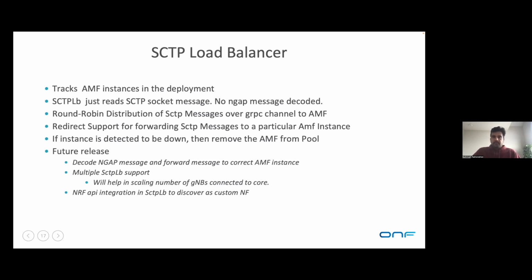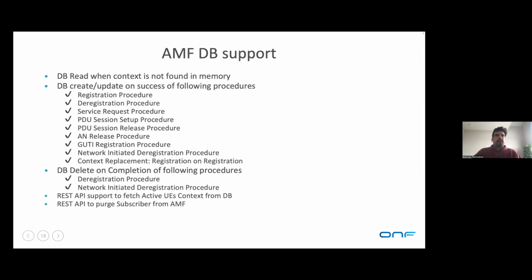In the future, we would also want to support multiple SCTP-LBs so that we can avoid a single point of failure. This will also help us scale the number of gNodeBs that can connect to the core. Also, we would like to add integration of the NRF API in the SCTP-LB, so that the NRF can track the SCTP-LB as a custom NF. And as we start to scale the different AMF instances, we want to make them stateless so they can handle any requests that land on them.